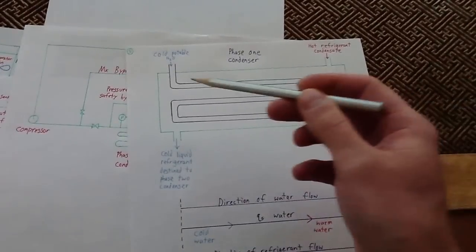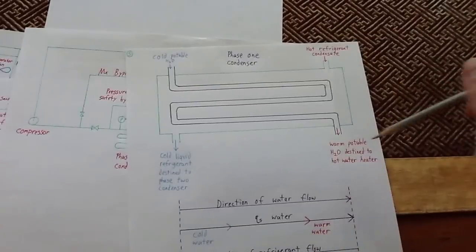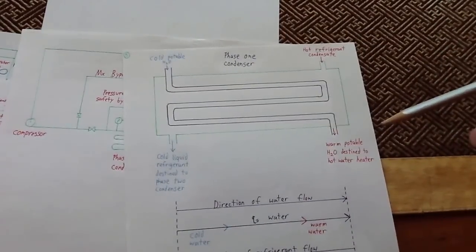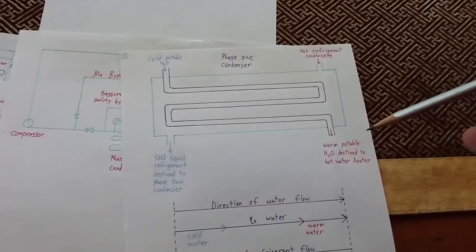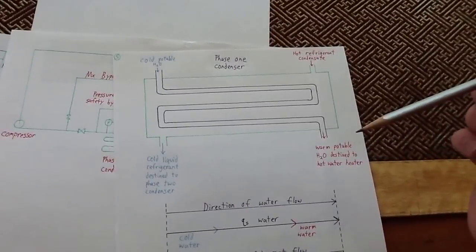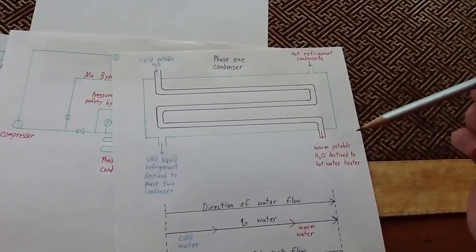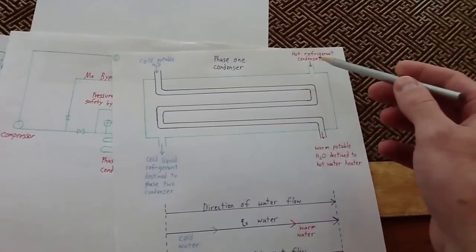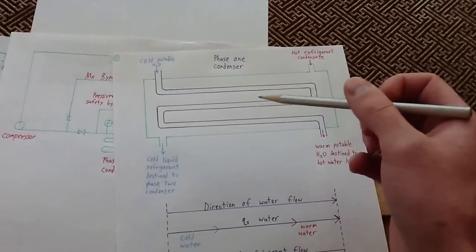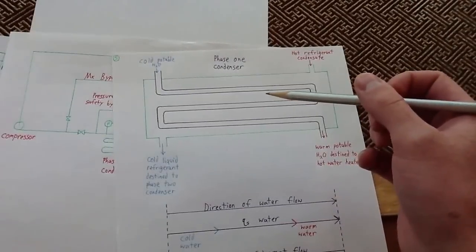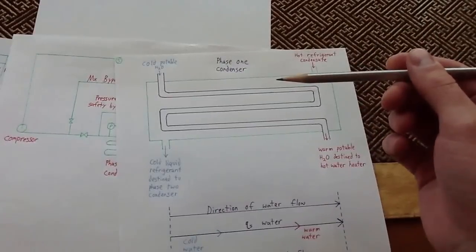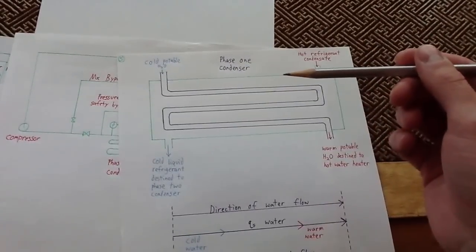So again, you are taking cold water and heating it up. That hot water then goes to your hot water heater, decreasing the amount of energy that your hot water heater has to add in order to increase the temperature up to its system temperature. Meanwhile, you're cooling the refrigerant in a much more efficient manner than simply blowing air across it, and because you're doing that, you are decreasing its temperature. You're further subcooling it before it goes through the thermal expansion valve and into the evaporator.